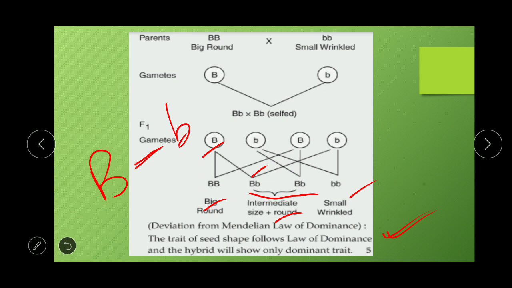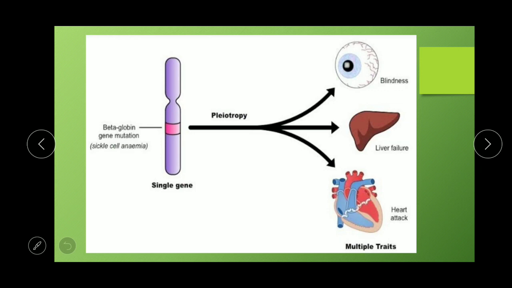This is also an example of pleiotropy, because both small b and capital B are controlling both the shape, round or wrinkled, and the size, big or small. Here you can see the diagram of the beta globin gene mutation in sickle cell anemia. This also causes blindness, liver failure, and heart attack, maybe strokes or blood clotting in the heart. So various problems.